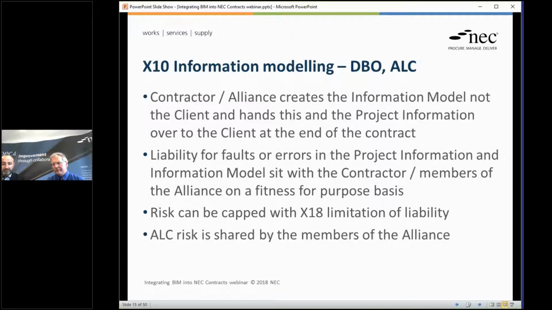But there is the option to have X18 to limit liability in relation to that contract, which is being released in June this year. That contract takes a very shared approach to risk, in that most of the risks are shared by the members of the alliance, including in relation to the information model.